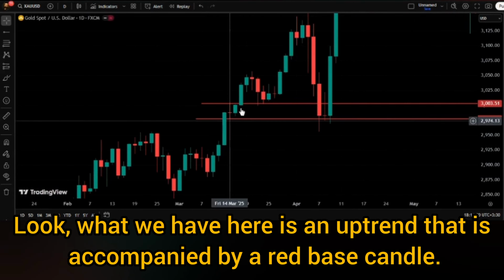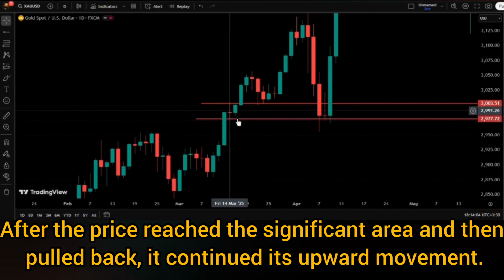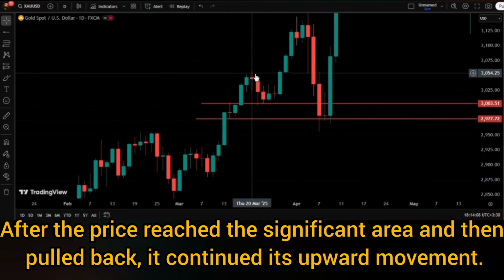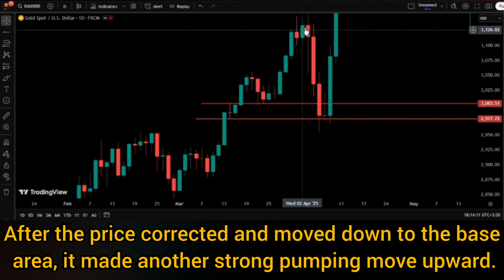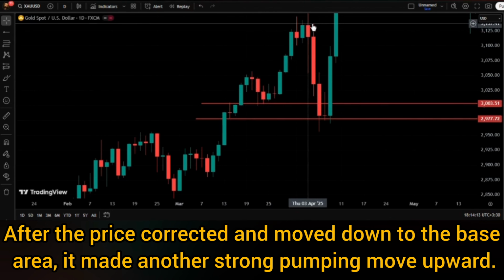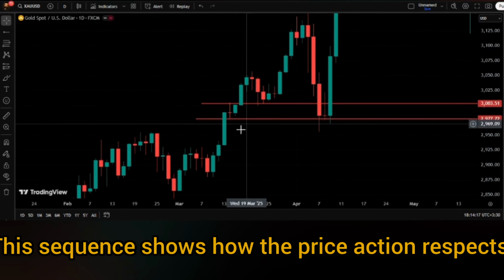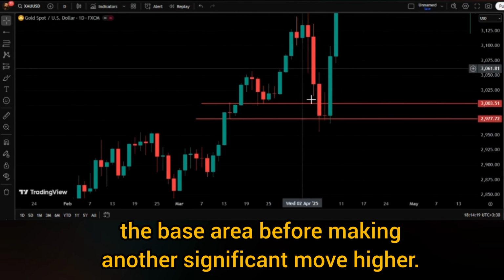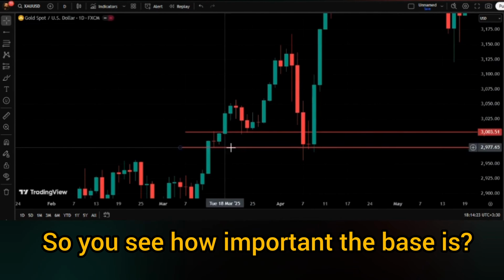Look, what we have here is an uptrend that is accompanied by a red base candle. After the price reached the significant area and then pulled back, it continued its upward movement. After the price corrected and moved down to the base area, it made another strong pumping move upward. This sequence shows how the price action respects the base area before making another significant move higher. So you see how important the base is.